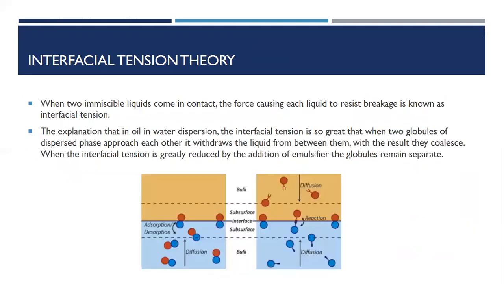The next is interfacial tension theory. This theory states that when two immiscible liquids are in contact, the force causing each liquid to resist breakage is known as interfacial tension. When a high interfacial tension exists between two liquids, emulsification is difficult, and if the tension could be reduced, emulsification would be facilitated. The explanation is that in an oil and water dispersion, the interfacial tension is so great that when two globules of the dispersed phase approach each other, it withdraws the liquid film between them, and the globules coalesce. When the interfacial tension is greatly reduced by the addition of emulsifiers, the globules remain separate.